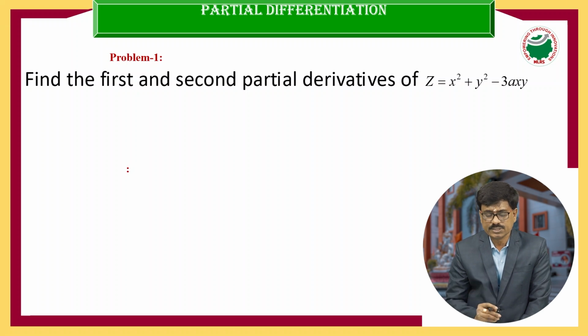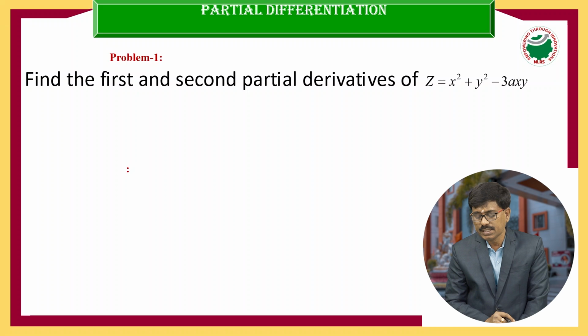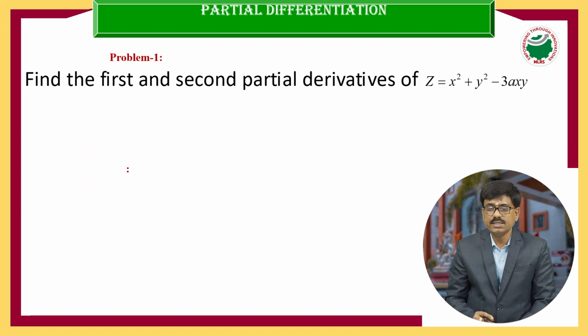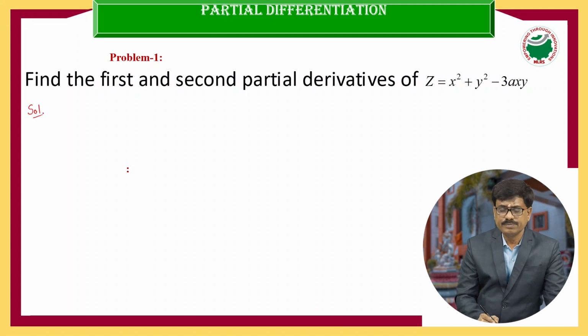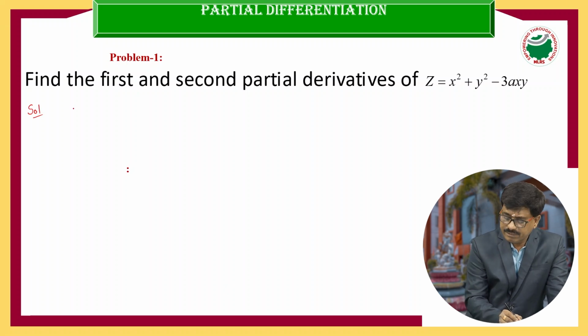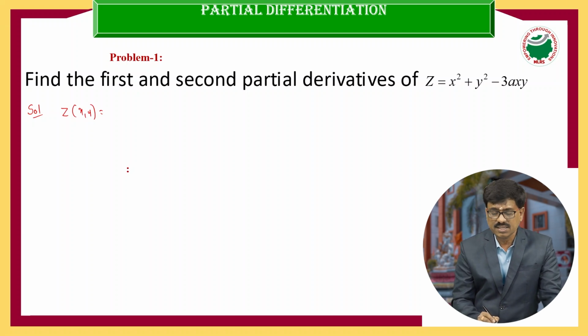How do you calculate the first order derivatives and second order derivatives for a function? Let us go with an example problem. Find the first order and second order partial derivatives of the function z equal to x square y square minus 3axy. See here, how do you write the function? This is the first notation; we must get clarity for the function. I can say z is a function of how many variables? Two variables: one is x, one is y.